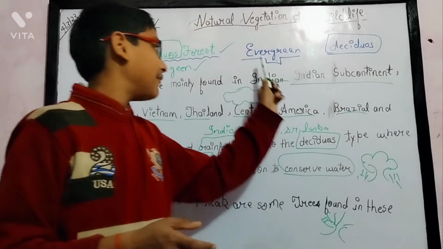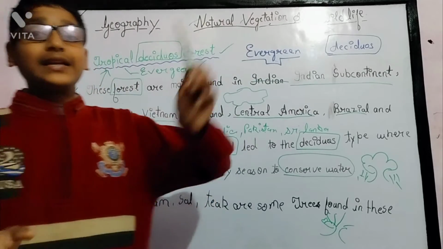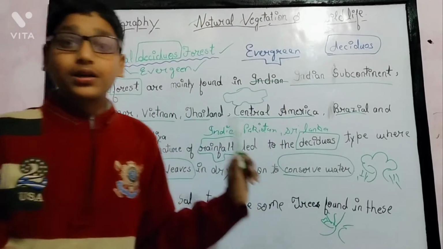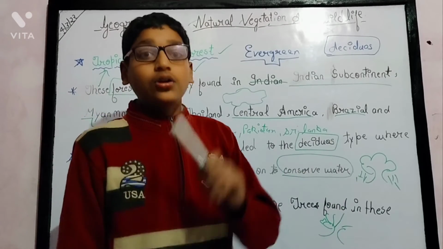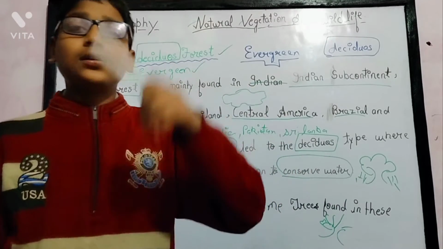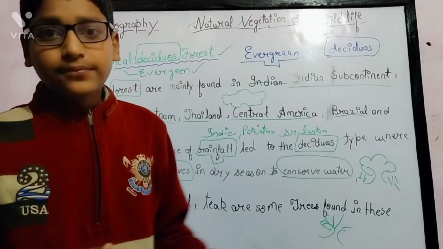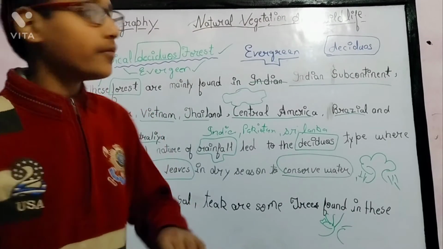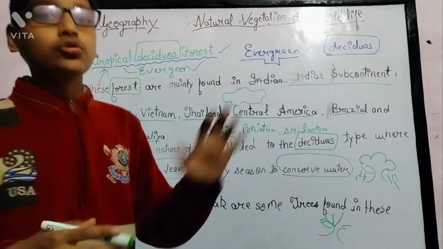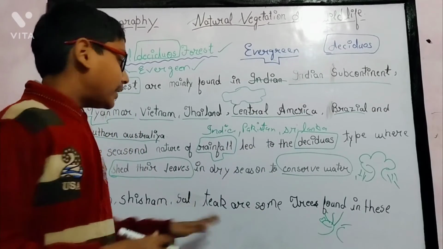Now in the evergreen forest, trees do not shed their leaves because they have a lot of water. There is no need to conserve water. There is a very huge amount of water. But in the deciduous forest there is not too much water, so they shed off their leaves to conserve the water.